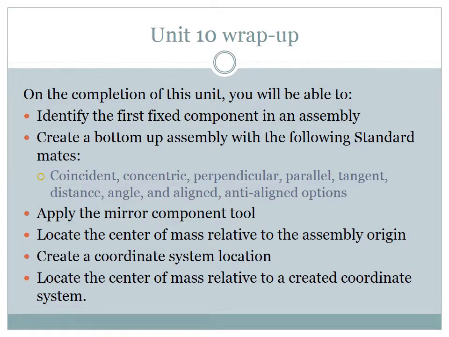All right, in this unit I covered how to identify the first fixed component in assembly, create a bottom-up assembly with the following standard mates: coincident, concentric, perpendicular, parallel, tangent, distance, angle, and aligned and anti-aligned options. Apply the mirror component tool, locate the center of mass relative to an assembly origin, create a coordinate system location, locate the center of mass relative to a created coordinate system.